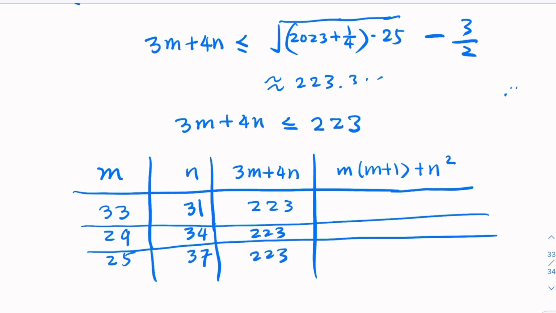So in all the cases here, this remains 223, right? Because of the way we manage m and n. Now, what is the value here? I use a calculator, okay? Supposedly you should use pen and paper. And this is 2083. This is 2026. And this is 2019. All right. So looks like this is too big, this is too big, this is too small.